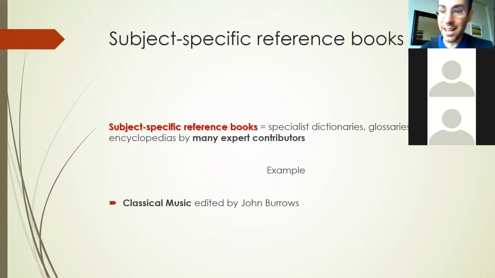Actually, I've just seen that I have one for music here at home. Here is a subject-specific reference book. This is called the Oxford Concise Dictionary of Music. So this book contains all of the musical terms that you would probably need if you were going to be speaking about music or writing about music. It's a thick book, it's a dictionary, got lots of things inside it. This is a subject-specific reference book.